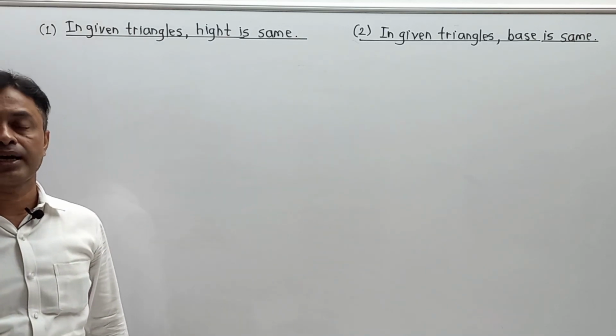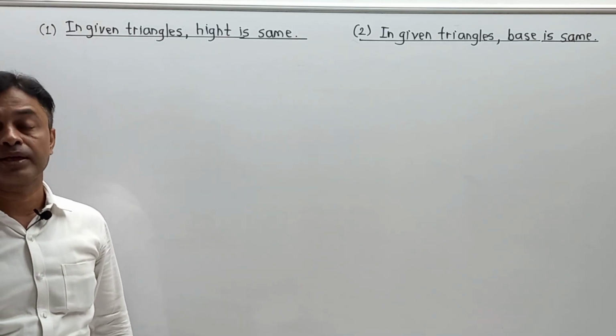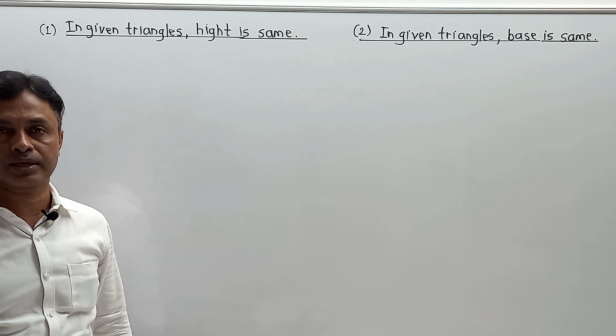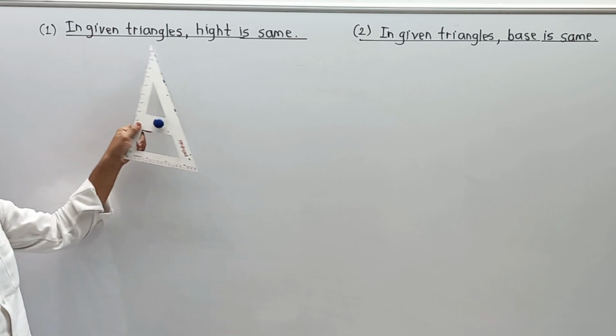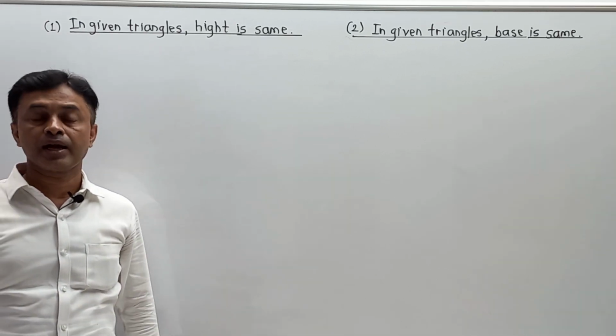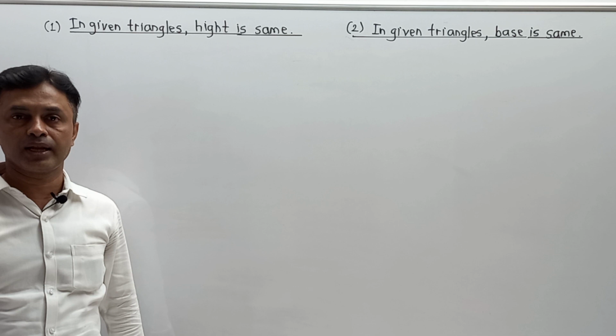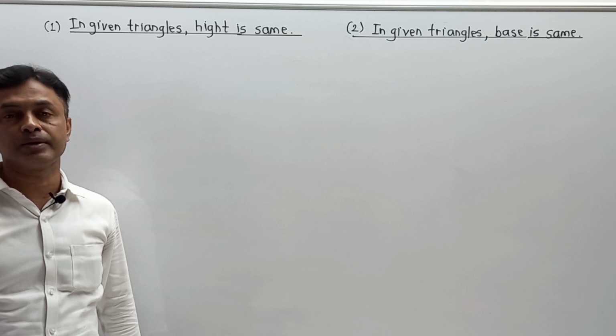Means in terms of length, either base or height is the same. Then what will be the conclusion for the answer that we have done previously over here? Now as per the first condition, in a given triangle, height is the same. Height is the same means we are going to draw two triangles having equal height in terms of length.